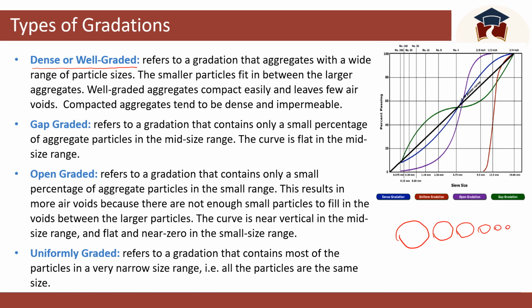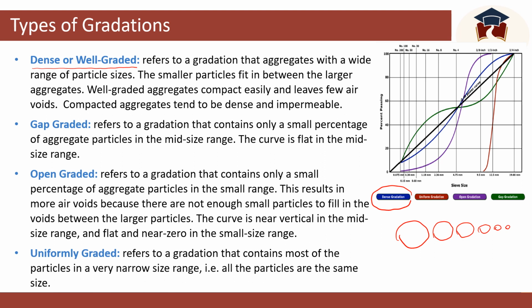If you look at the graph, you can see the graph going throughout the graph paper. You can see the blue graph, which refers to the well-graded distribution. And if you look at the description here, well-graded refers to a gradation of aggregates with a wide range of particle sizes. The small particles fit in between the large aggregates. Well-graded aggregates compact easily and leave few air voids. Compacted aggregates tend to be dense and impermeable.